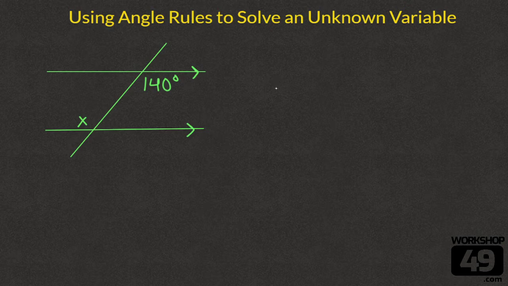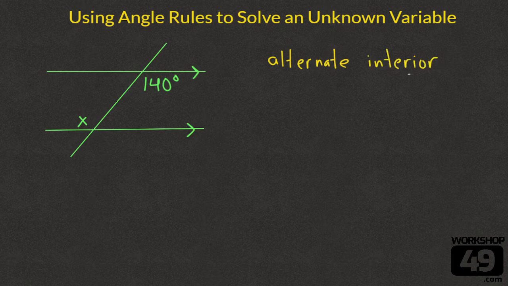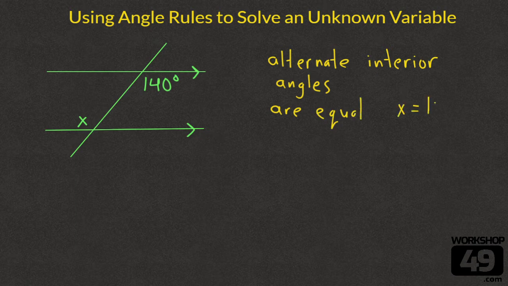My clever little cupcakes out there should realize that these are in fact alternate interior angles. Alternate interior angles. And I know that you know that the alternate interior angles of two parallel lines cut by a transversal are equal. Which means that this x has to equal 140 degrees. Alright, that wasn't so bad.